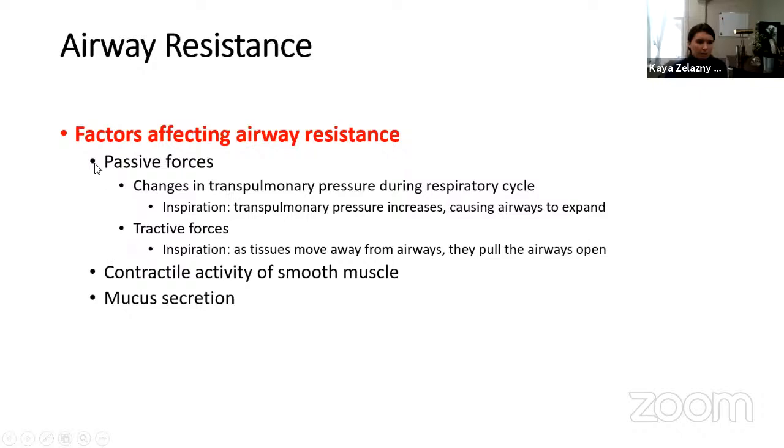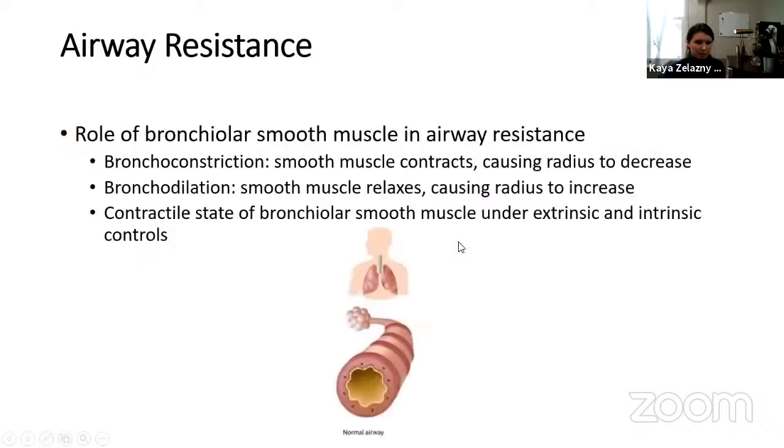Our two other forces, other than the passive forces that we want to think about when we're thinking about airway resistance, are the contractile activity of smooth muscle and mucus secretion. We're going to go through those next.